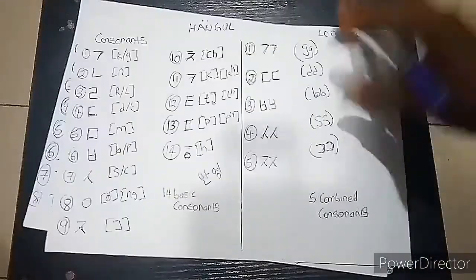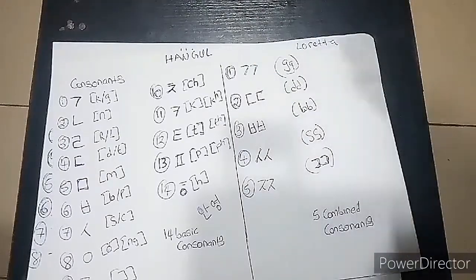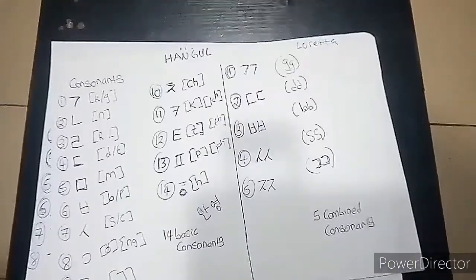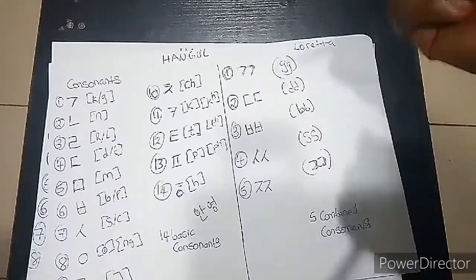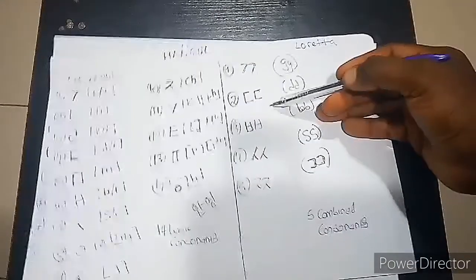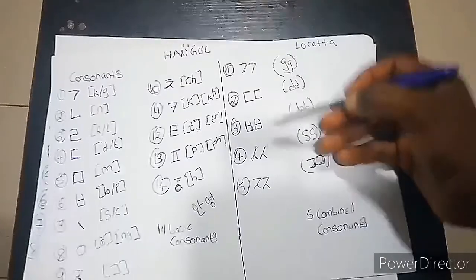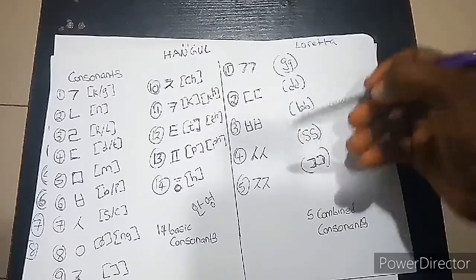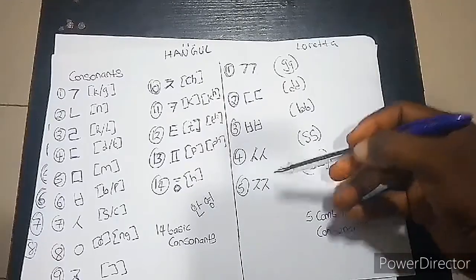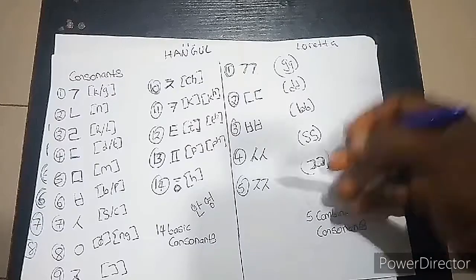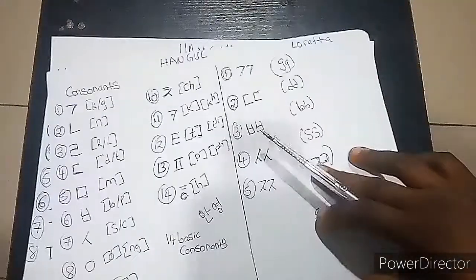So this is kk. Now when pronouncing this, it's tensed. It has more strength, you understand? The middle of your tongue is hitting the upper layer of your mouth. So it's K with force because it's double. This one is dd. This one is bb. This is ss. This is jj. So I hope you guys understand these alphabets.